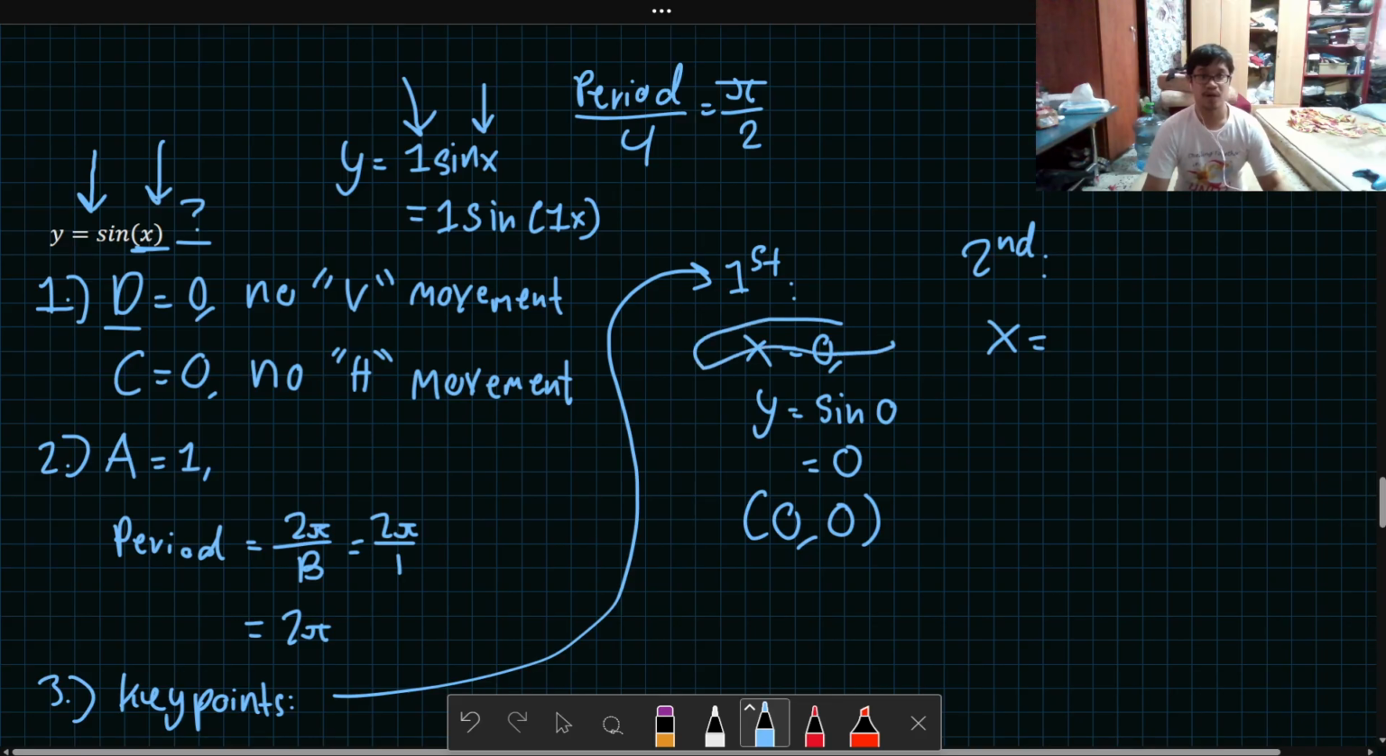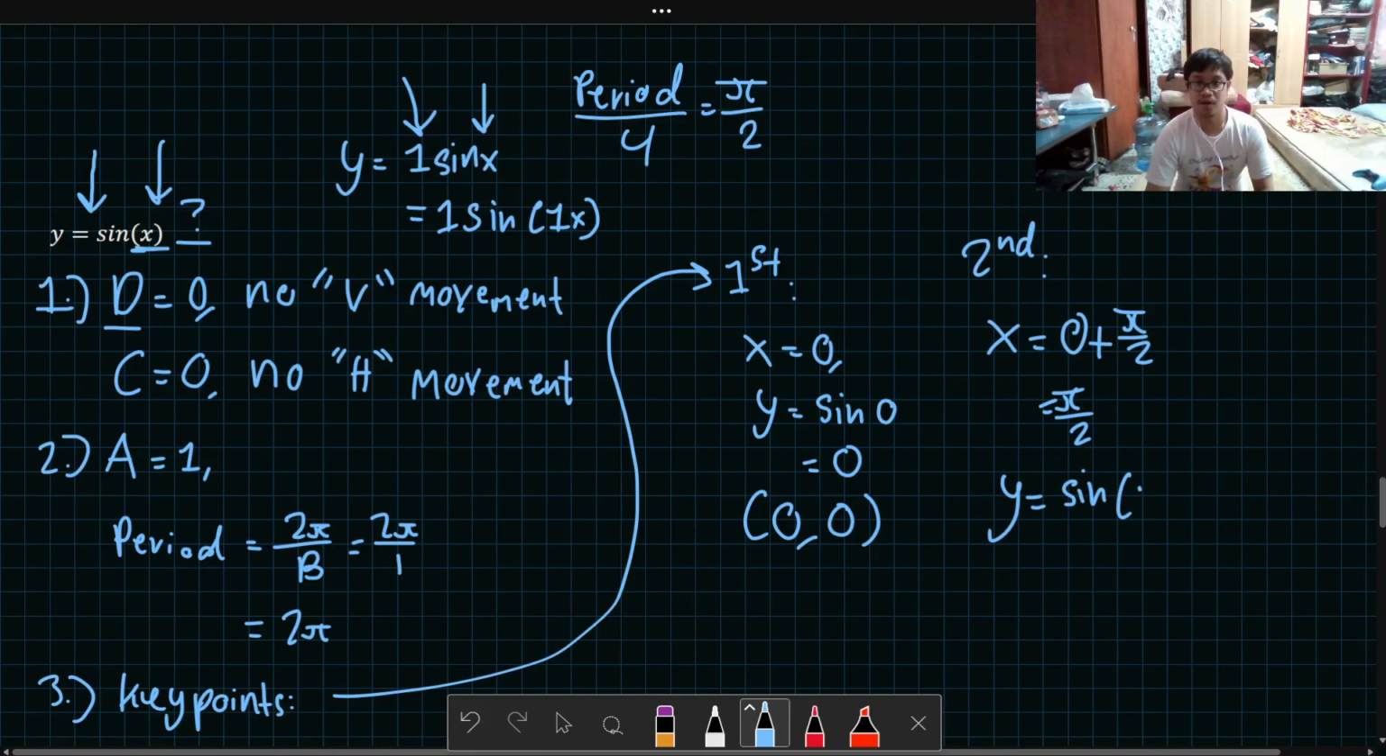So recently we have 0, right? So you're going to add that to pi over 2. So 0 plus pi over 2 is simply pi over 2. That's it. Now we're going to substitute that into your sine function.